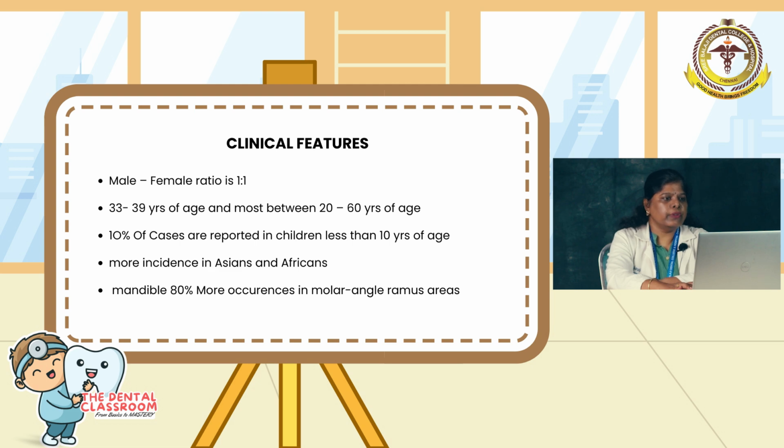The clinical features. Here the male to female ratio is about 1:1, around 33 to 39 years of age and most commonly between 20 to 60 years of age. Almost 10% of cases are reported in children less than 10 years of age. It is more common in Asians and in Africans.